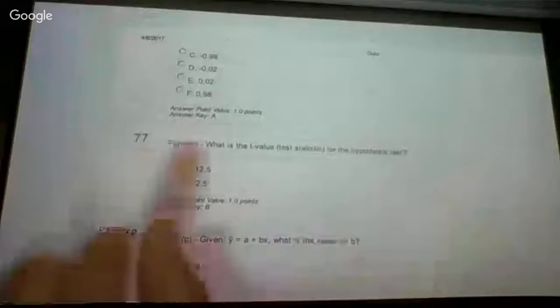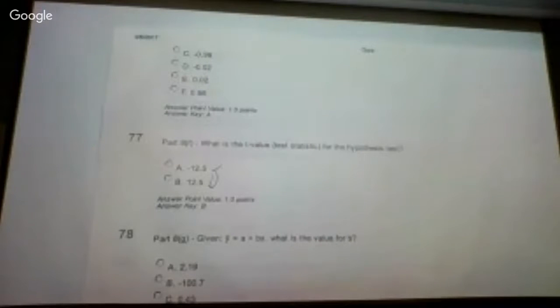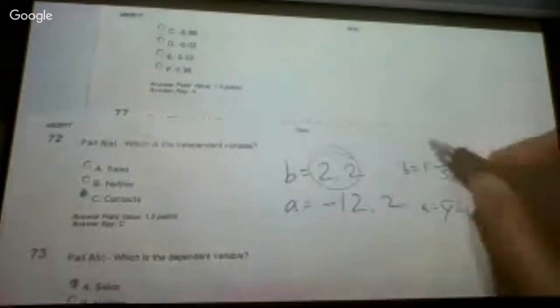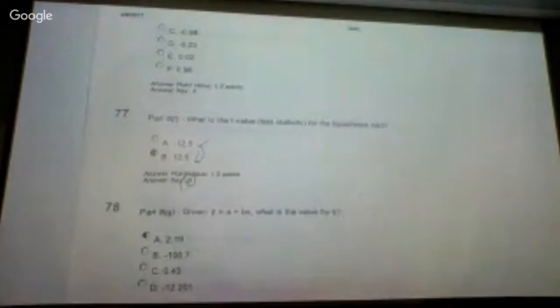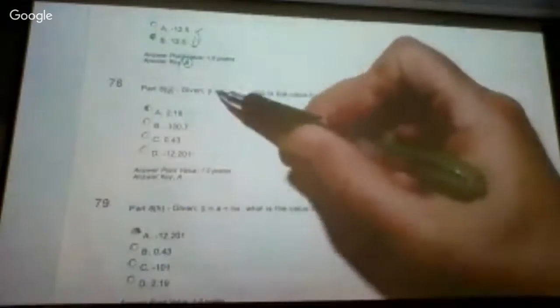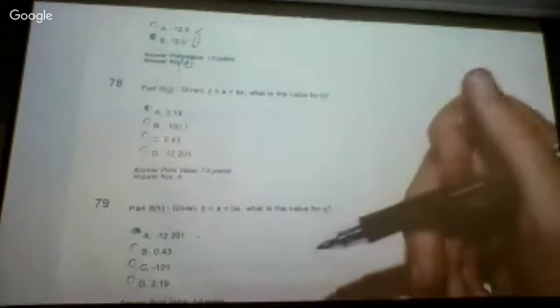The test statistic. B. I'm going with B because it's the positive one and it also says B right there. What is the value for B? The slope of the regression line. B, the slope of the regression line, calculated using that formula, is 2.2. And that number is almost 2.2. 78 is A. The value for A is A. So even though the value for B is A, the value for A is also A. Please don't be confused that A is A and B is also A.